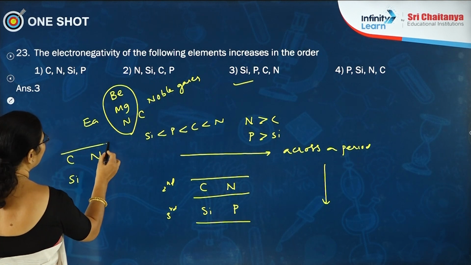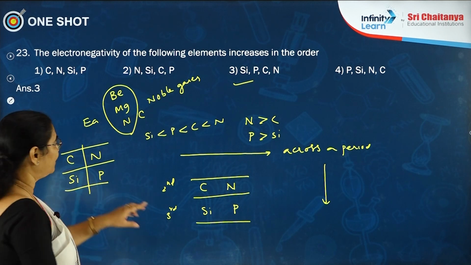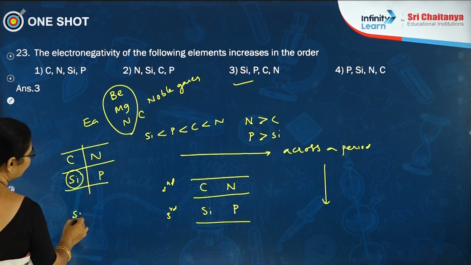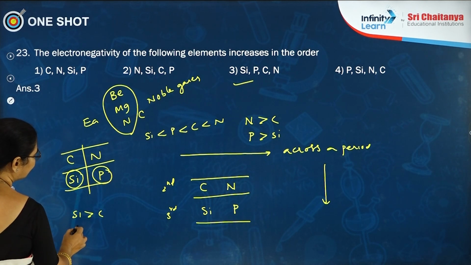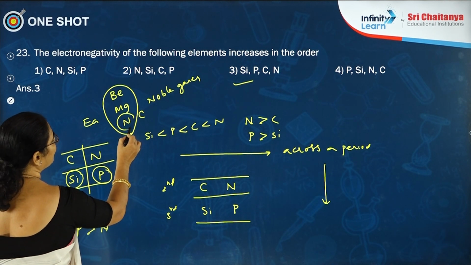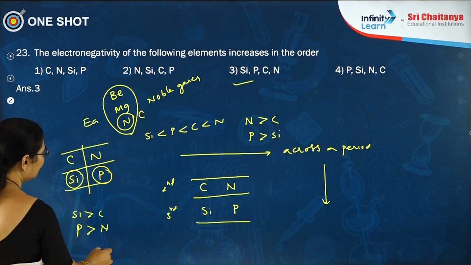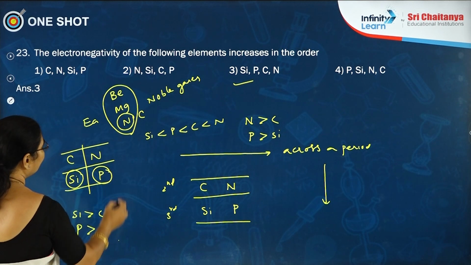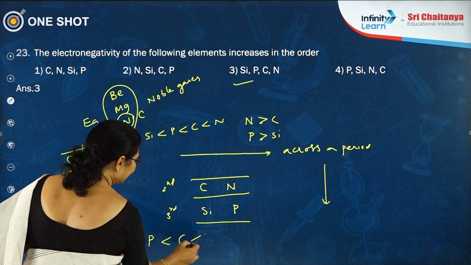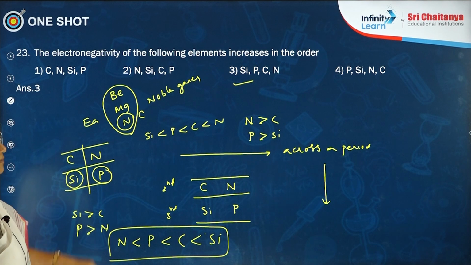As we move across, electron affinity increases. As we move down the group, electron affinity decreases, but from the second element, not from the first. In every group, the second element has the highest. So silicon is greater than carbon, phosphorus is greater than nitrogen. This is the order. And as already given, the electron affinity value is positive for nitrogen, so nitrogen has the least. If they ask increasing order: nitrogen less than phosphorus, phosphorus less than carbon, less than silicon. This is the electron affinity order for the given 4 elements.